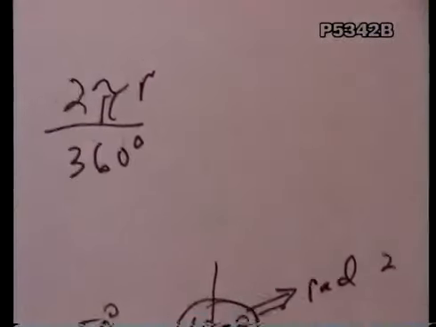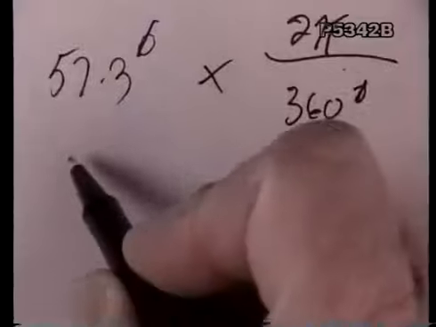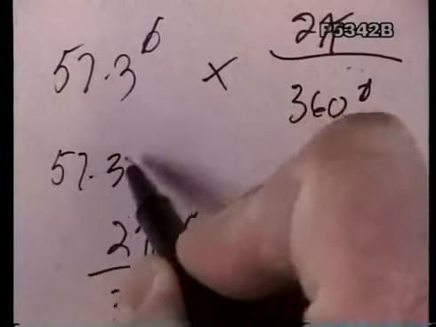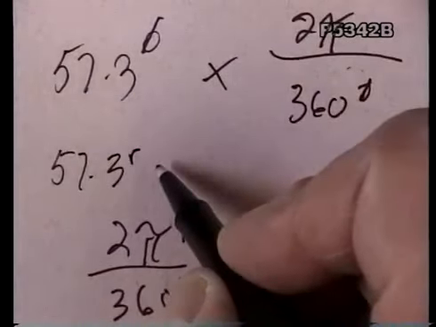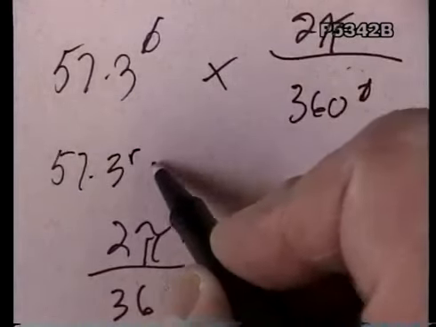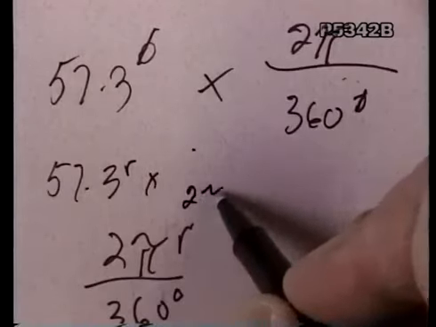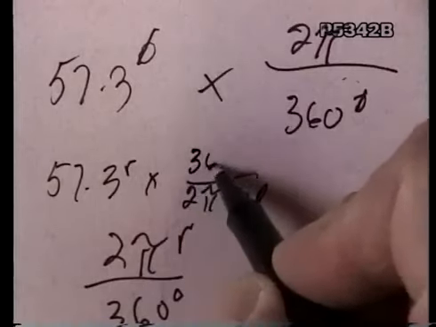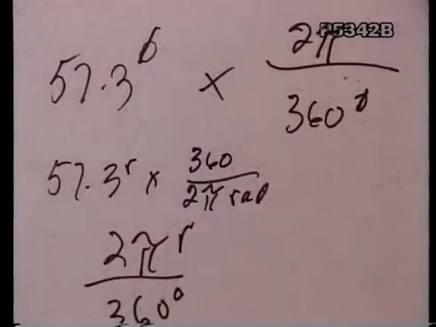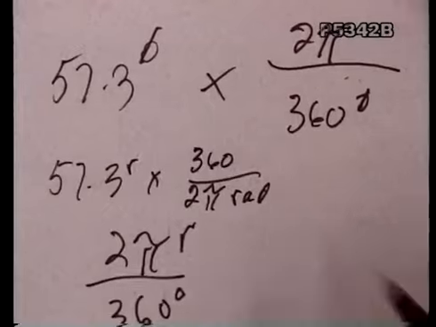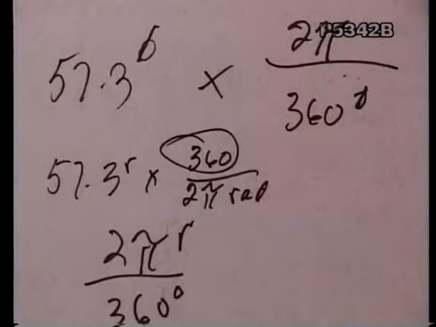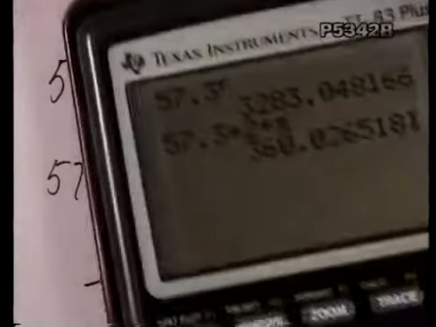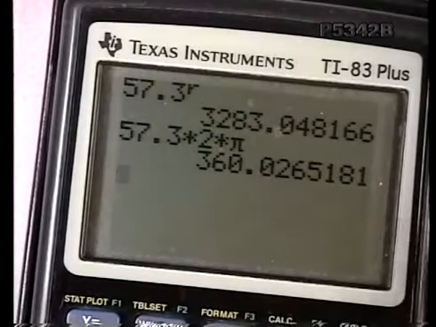Well, let's see what I did wrong here. 57.3 radians, and I want to change that to degrees, so I'm going to multiply this by, I want the radians on the bottom now, 2 pi radians. That's why I forgot to use the 360. We had to multiply it by 360 again to come up with the correct answer. I didn't do that step right there. So the calculator gives me the correct answer, and the first answer then was correct.